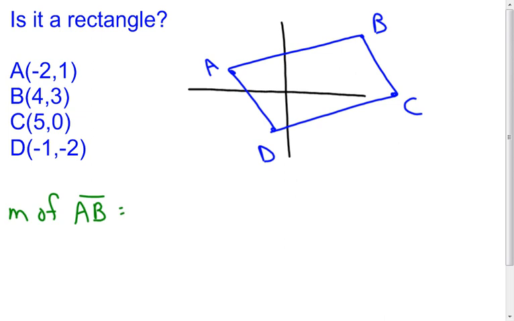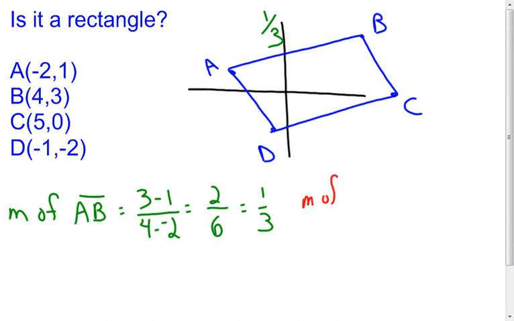I'll do my slope formula. Here I'm going to have 3 minus 1 be my y values, and then 4 minus negative 2. End up with a slope of 2 over 6, or 1/3. So my slope up here is 1/3. I'm just going to go to the segment BC then. Check the slope on that. Now I'm going to do 0 minus 3, and then 5 minus 4. Here I have negative 3 over 1, which is negative 3 for a slope.